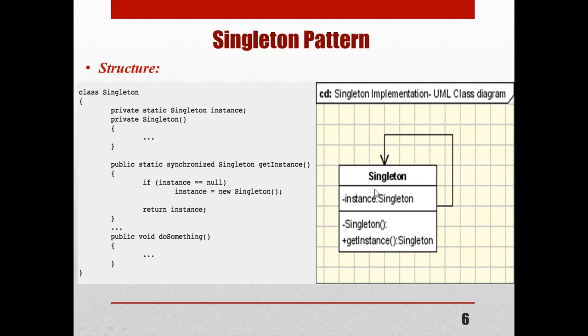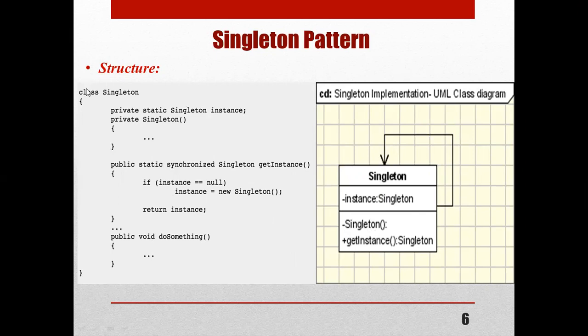This is the structure of the singleton pattern. The recursive call is there. We are going to create only one instance of that class, an instance of that class Singleton. Here you can see this is the implementation of that structure.